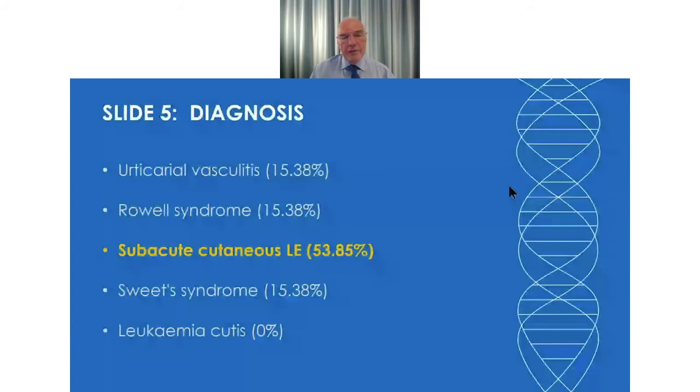It doesn't show any of the erythema multiforme-like epidermal necrosis that we might expect for a Rowell syndrome. There's too much going on for it to be an urticarial vasculitis. We don't see the neutrophils of Sweet's syndrome, and it doesn't look like anything like a lymphoma.